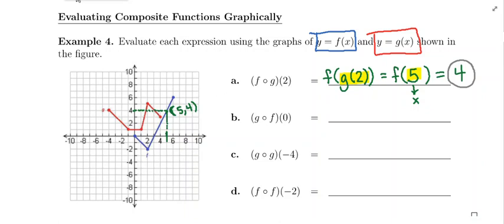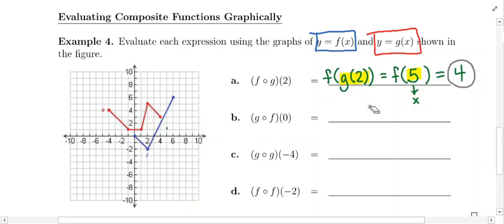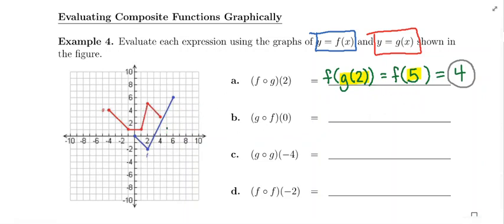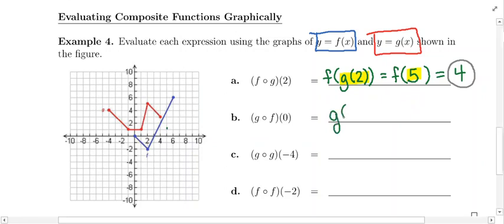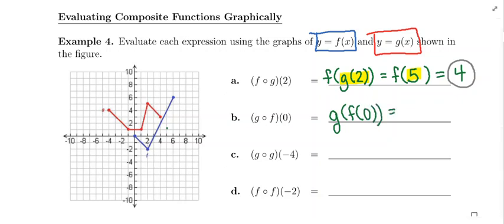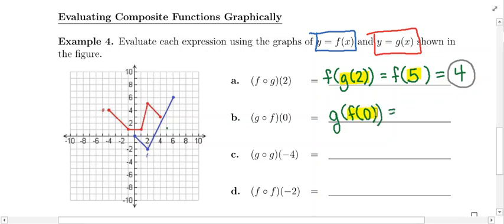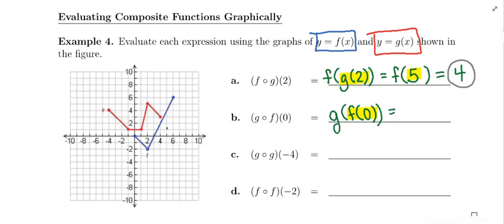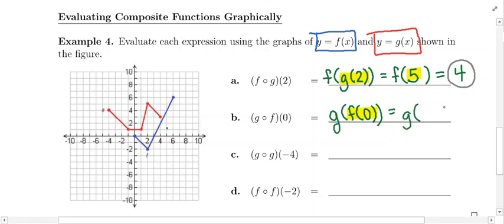Let's try another one. In part B, we're going to evaluate g of f of 0. Again, we need to write it this way, g of f of 0. We're going to start with the inside part, which is f of 0. We're going to leave g on the outside. We need to figure out what f of 0 is.